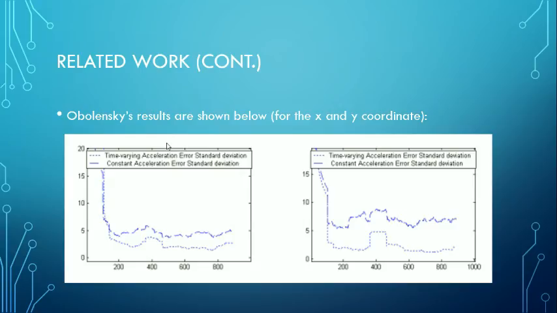If you look at both plots, the standard deviation of the error for the time varying model is almost always, if not always, below that of the constant acceleration model. And again, looking at the y coordinate, the time varying acceleration model operates better than the constant acceleration. This is not really surprising because it's more information that we're given.